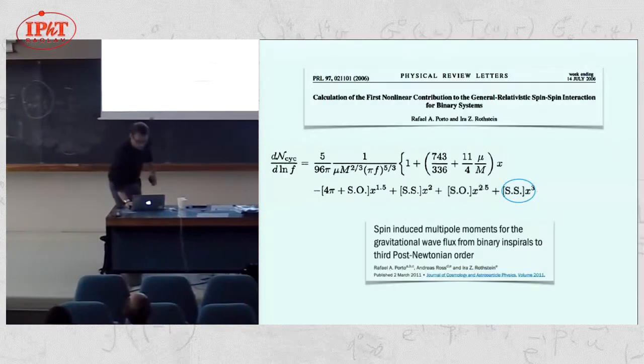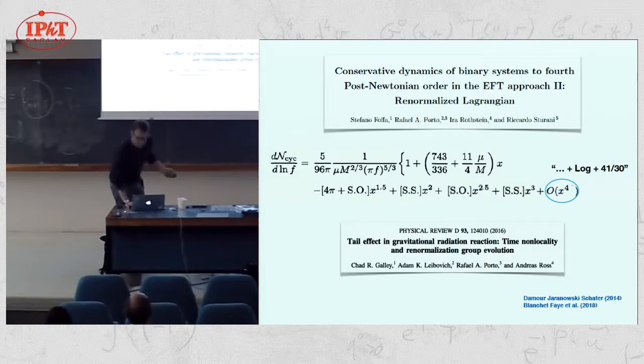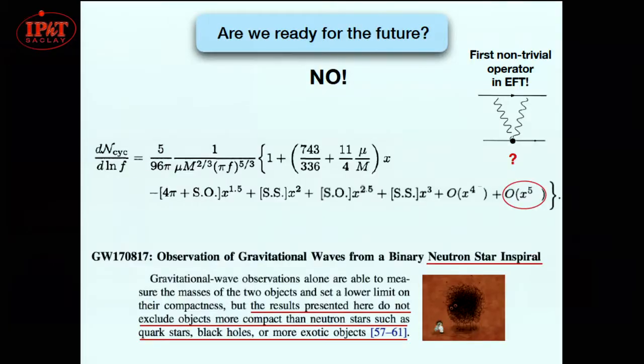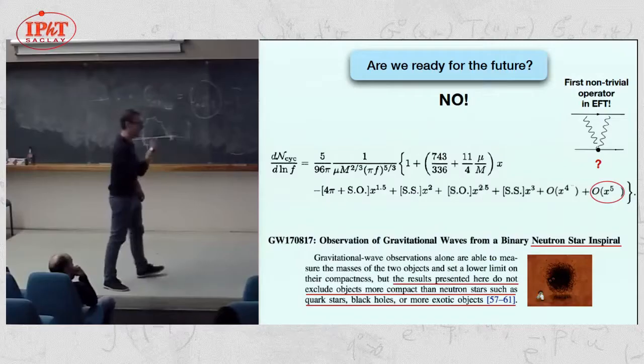So right now, here is new stuff that we could do. I don't have time to cover the 4, 5. We are here, and we want to get to here, because that's where we see the first non-trivial operators that we can trigger, and they tell us about the nature of the source.